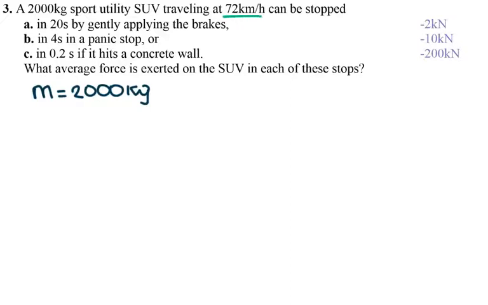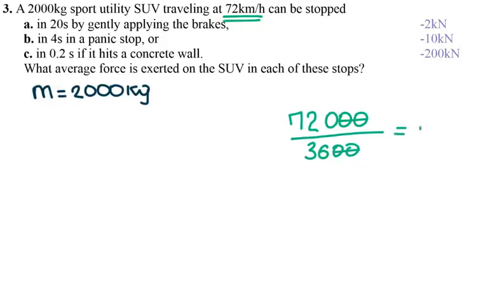So let's convert kilometers an hour into meters per second. So it's 72, kilo means 1,000, and hour is 3,600 seconds. So I can divide by 100 top and bottom. So it looks like it's going to be 20 meters per second. So the initial velocity is 20 meters per second.